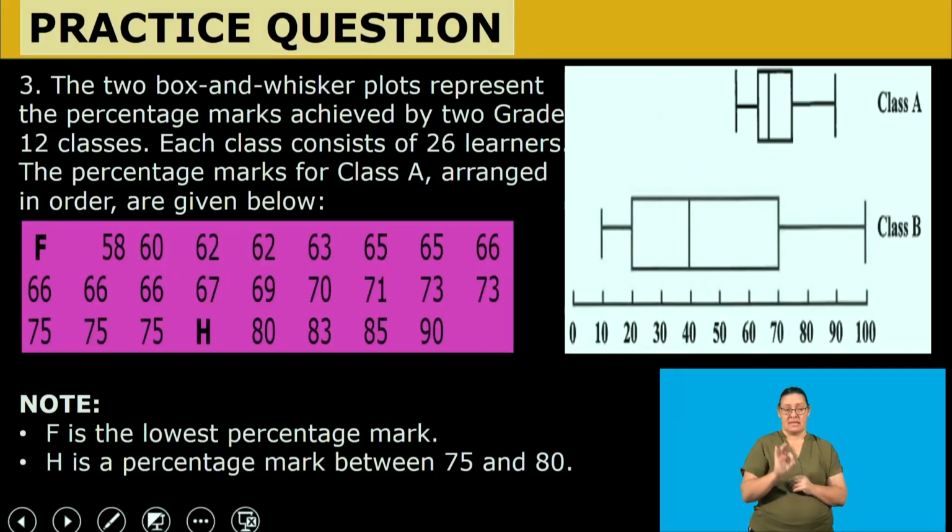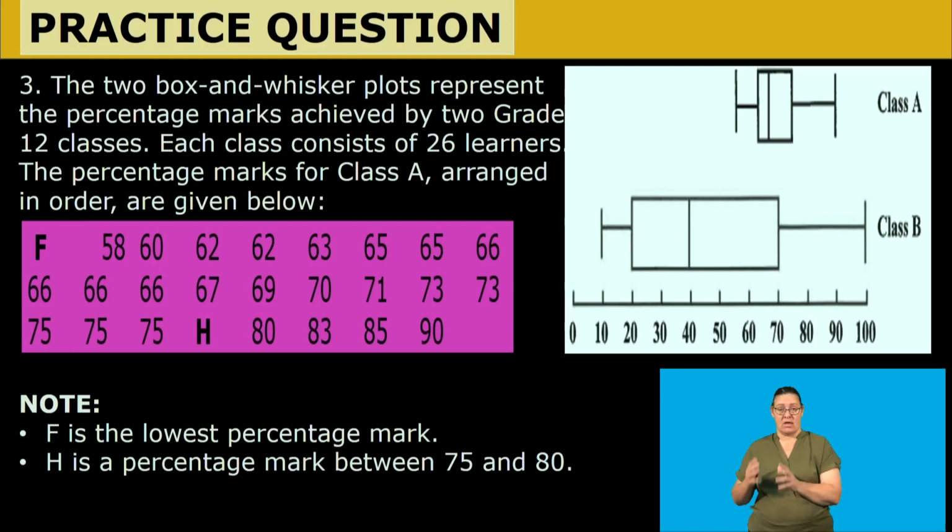Number 3, the two box and whisker plots represent the percentage marks achieved by two grade 12 classes. Each class consists of 26 learners. The percentage marks for class A arranged in order are given below. So this is very important: the total number of learners in each class is 26. This one is almost similar to the previous example, whereby we've got the two classes, class A and class B.